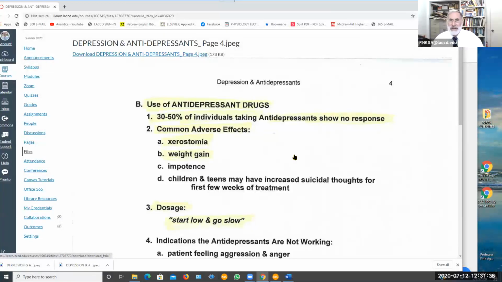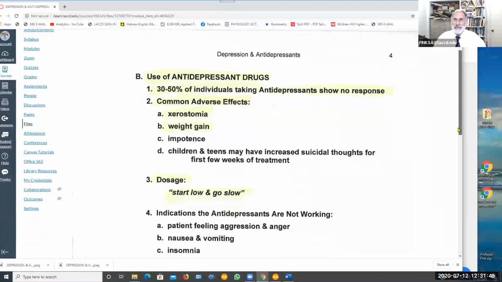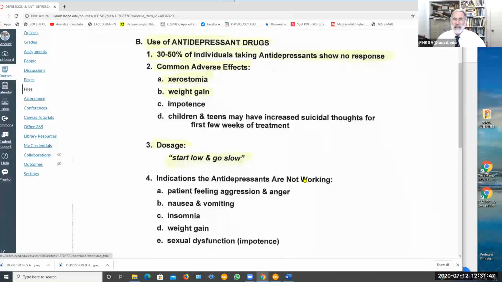Common side effects of antidepressant drugs include xerostomia or dry mouth and weight gain. We've listed a couple of others, but we're going to emphasize those that are highlighted here.